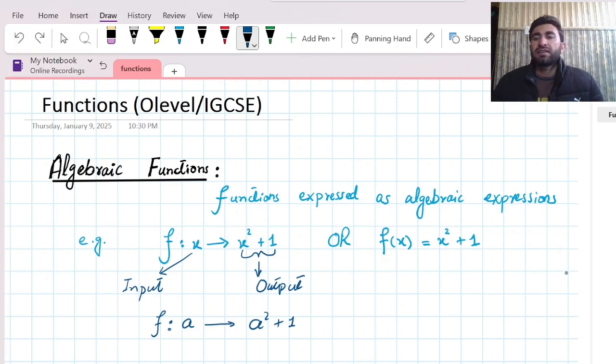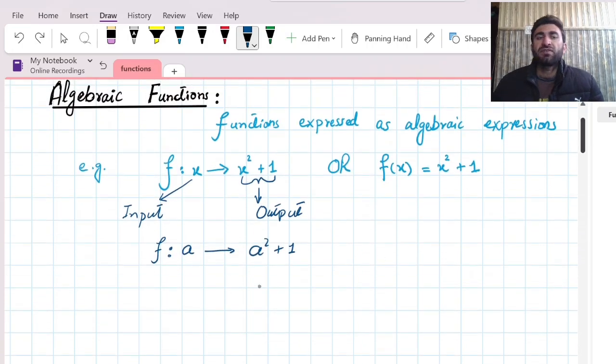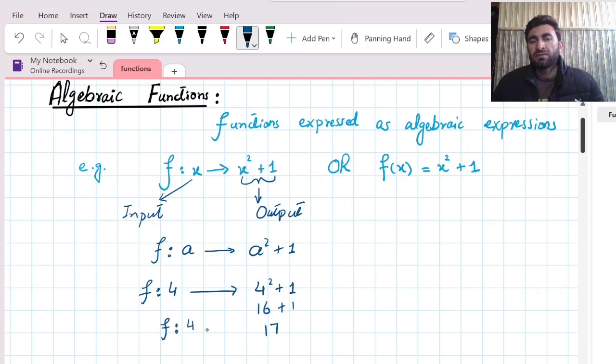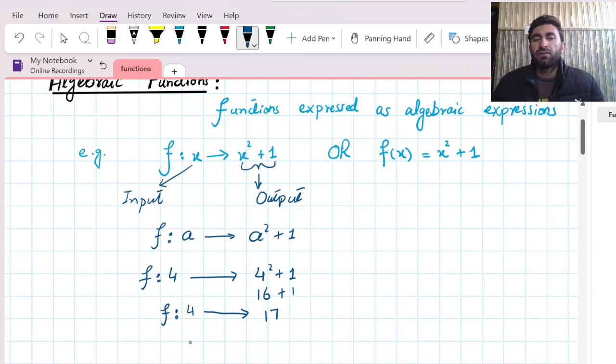Similarly, we can take another input of the function. Like if I take the input of the function as 4, what will be the output of the function? It will be the square of 4 plus 1, which leads to 16 plus 1, and the result is 17. So I can say that f such that 4 maps onto 17, or we can also write it as f of 4 equals 17. So we can say that 17 is the image of 4 under f.